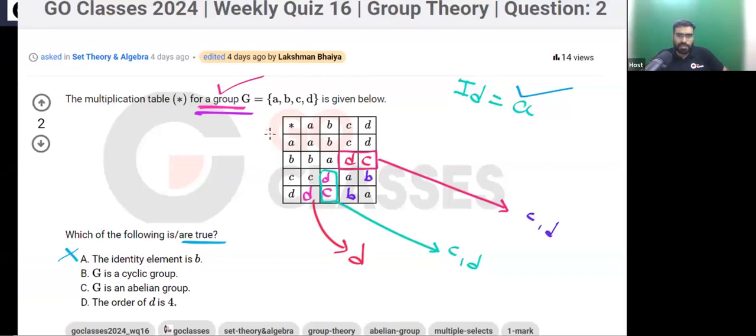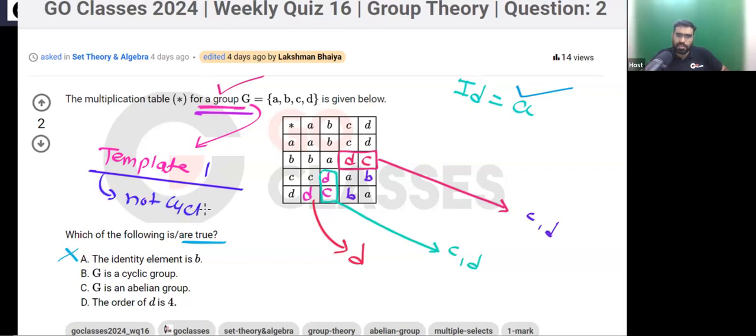Now you tell me, this group G, which template is it? This is your template number 1, which means this is a non-cyclic template. This is not cyclic. There is no generator in this G.